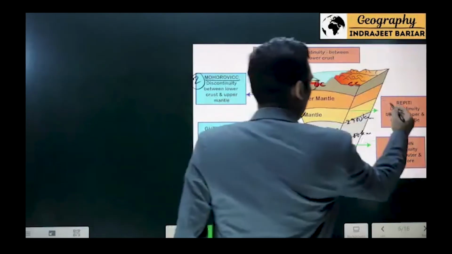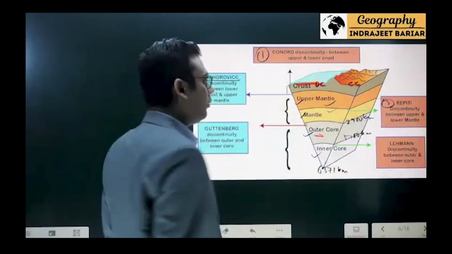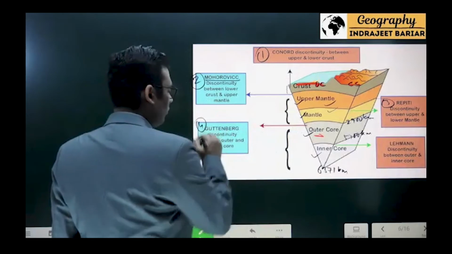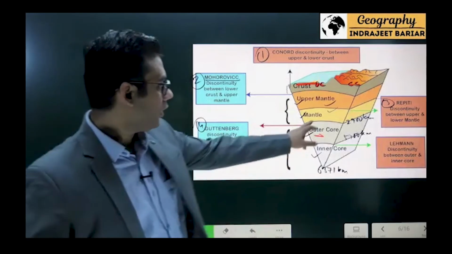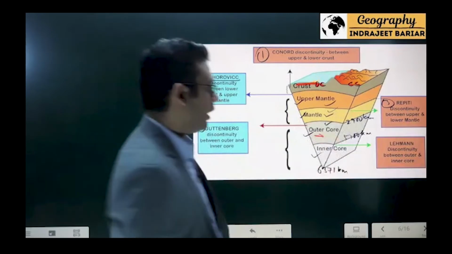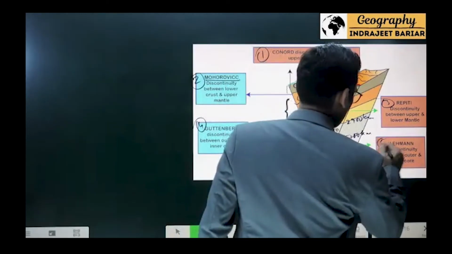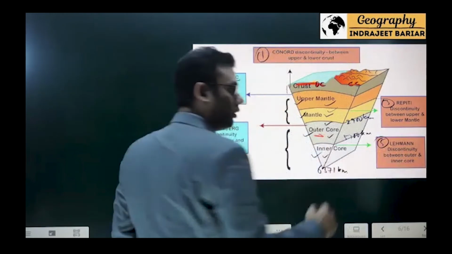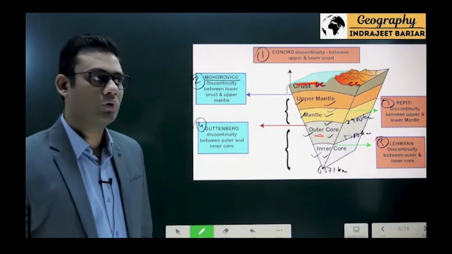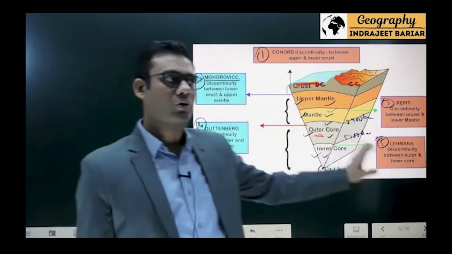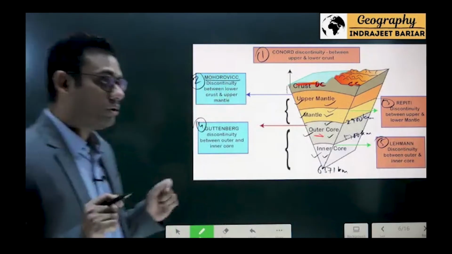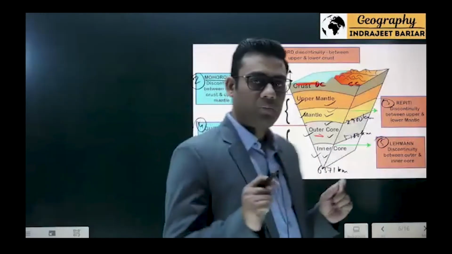Likewise, third is Repeti between upper mantle and lower mantle. Then we have Gutenberg discontinuity, fourth, between lower mantle and outer core. And the last one that we have is Lehman discontinuity between outer core and inner core. Got it, everyone? So these are discontinuities. The names of the discontinuities we have to remember very clearly.